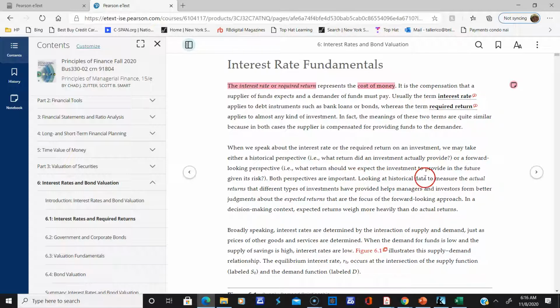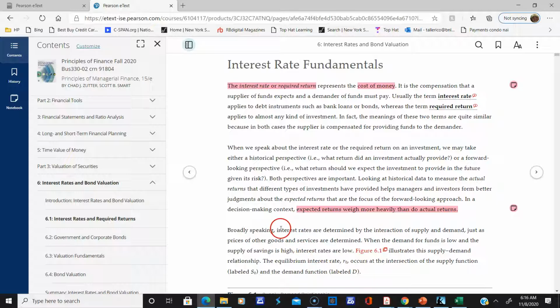So looking at historical data to measure the actual returns that different types of investments have provided helps managers and investors form better judgments about the expected returns. Okay, so you're going to look back in the past, and it's not always good. Actually, you don't have a crystal ball, right, to see what you can expect in the future from an expected return point of view. So expected returns are what we judge everything on, and those weigh more heavily than actual returns. And this is an important point.